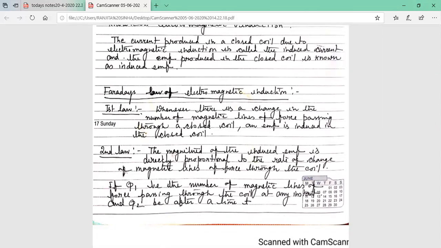There are two laws of Faraday's law of electromagnetic induction. The first law: whenever there is a change in the number of magnetic lines of force passing through a closed coil, an EMF is induced in that closed coil. The second law: the magnitude of the induced EMF is directly proportional to the rate of change of the magnetic lines of force through the coil.